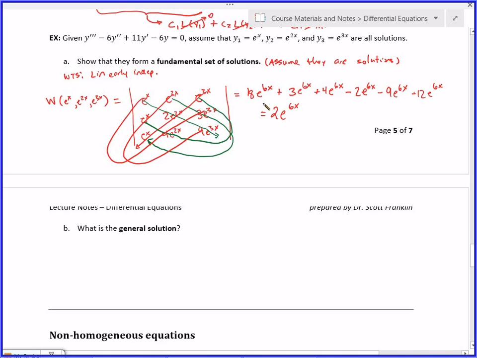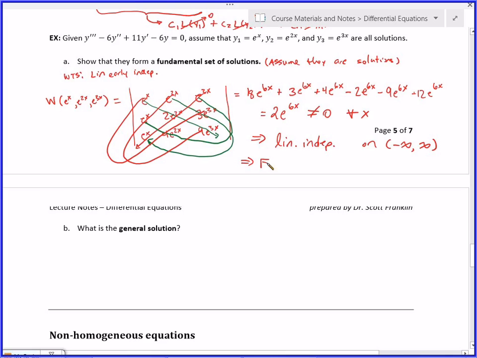Okay, so 2e to the 6x. We need to check where that's 0. Anywhere it's 0, any interval containing that point, they're dependent. What about 2e to the 6x? Is that 0? Where is that 0? Nowhere. That's never 0, right? e to a power, whether positive or negative, is always positive. Not 0 for all x, which means they are linearly independent on the entire real line. So that's how we verify that that's a fundamental set of solutions.